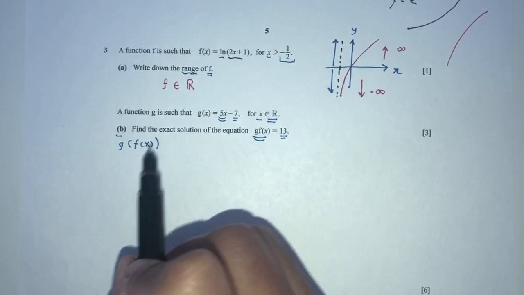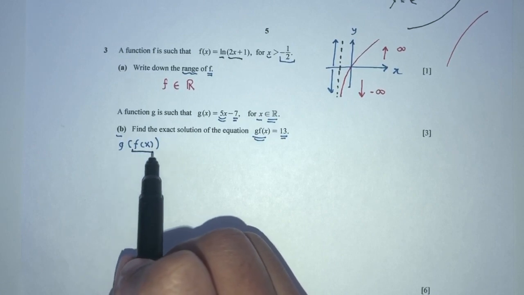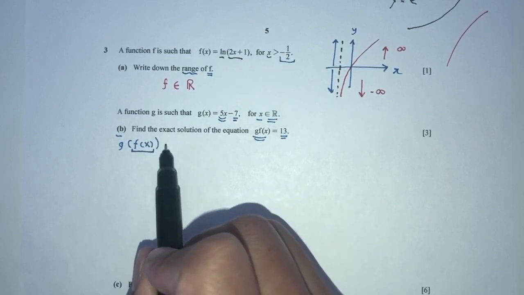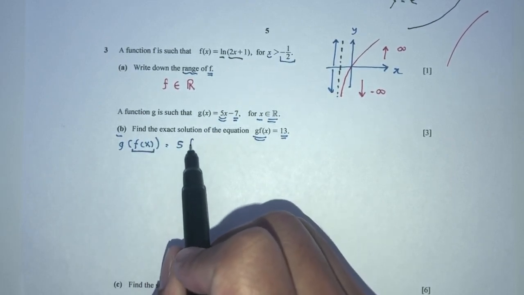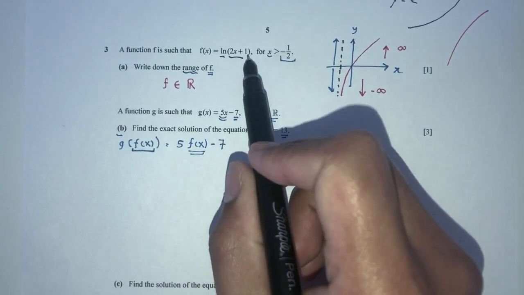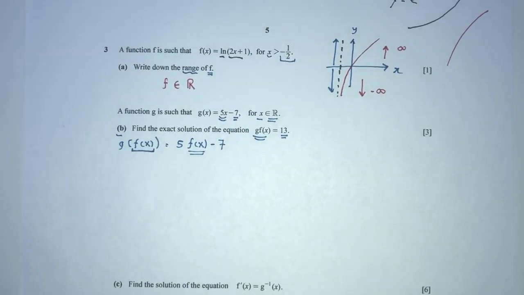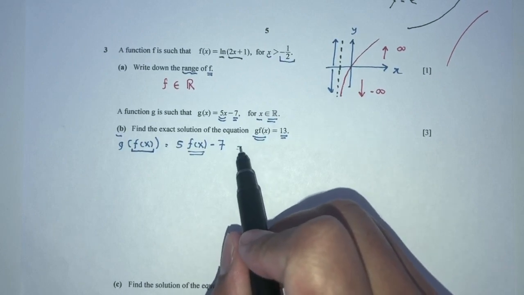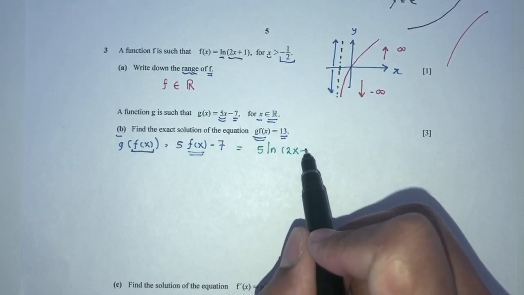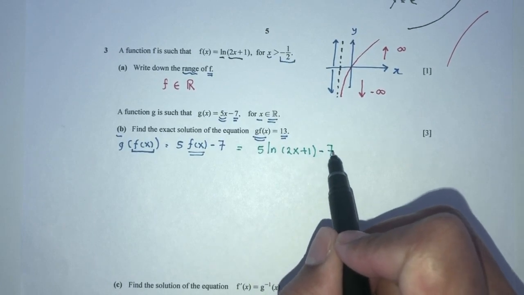So what does this mean? It means that g takes the value of f of x. We replace the value of x by f of x. So that will become 5 times f of x minus 1. Now this is given to you right here. We just have to replace and see what happens. You have 5 times, f of x is ln of 2x plus 1, minus 7.